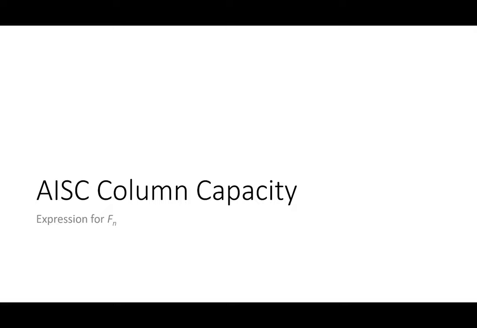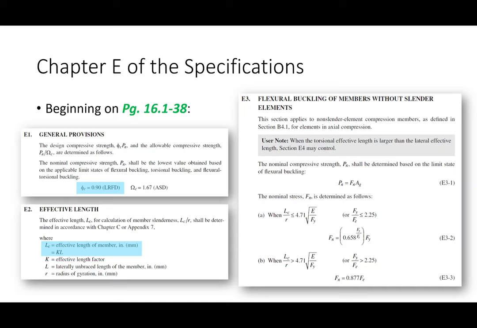Okay, so how do we account for that? We account for that with the spec. So let me explain how the specification works. The specification utilizes the elastic buckling stress, or the Euler buckling stress. I use the term Euler because Leonhard Euler derived that back in the 1700s. We use the elastic buckling stress as a term for our capacity, but it is not the actual capacity.